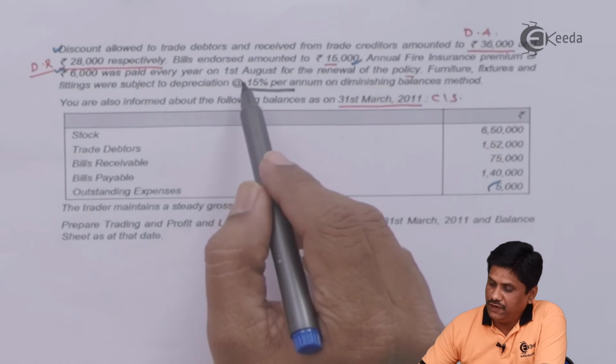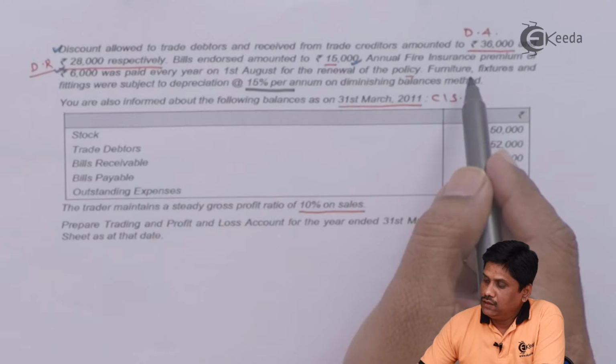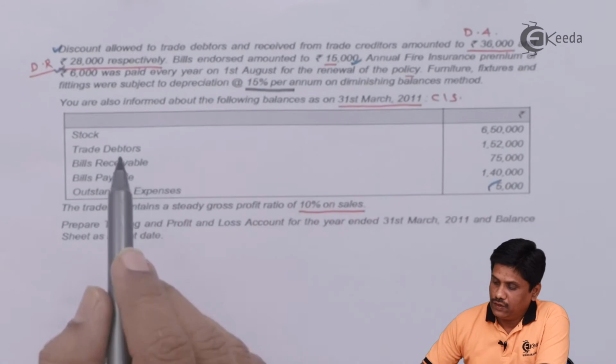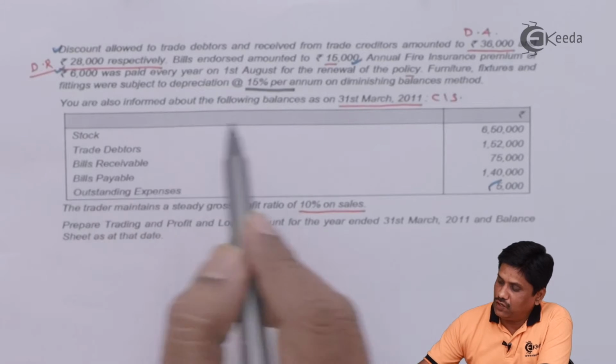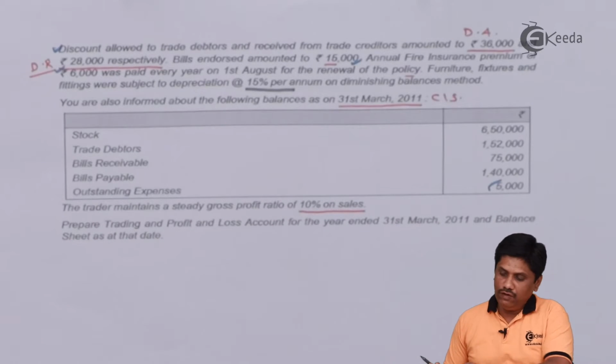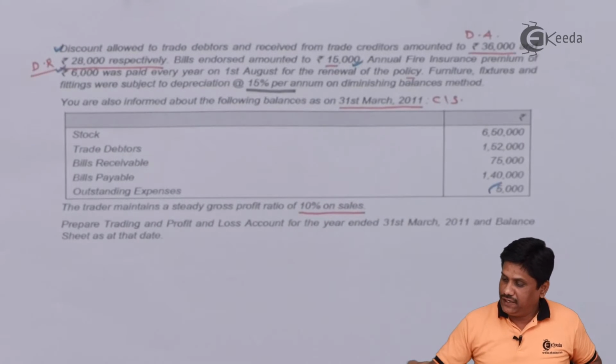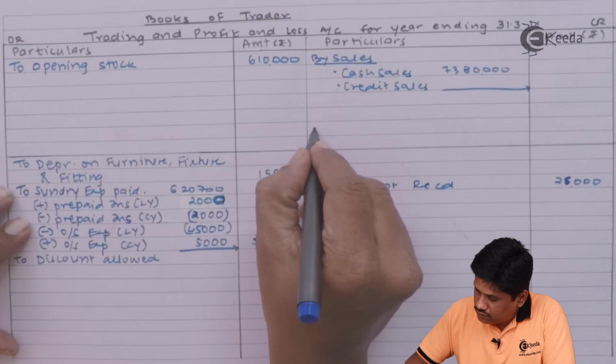Annual fire insurance premium that we have taken. Furniture, fixture and fitting subject to depreciation that we have taken. Closing balances are given. Closing stock 6,50,000. So I will note down my closing stocks. The effect we know: trading credit and balance sheet asset 6,50,000.